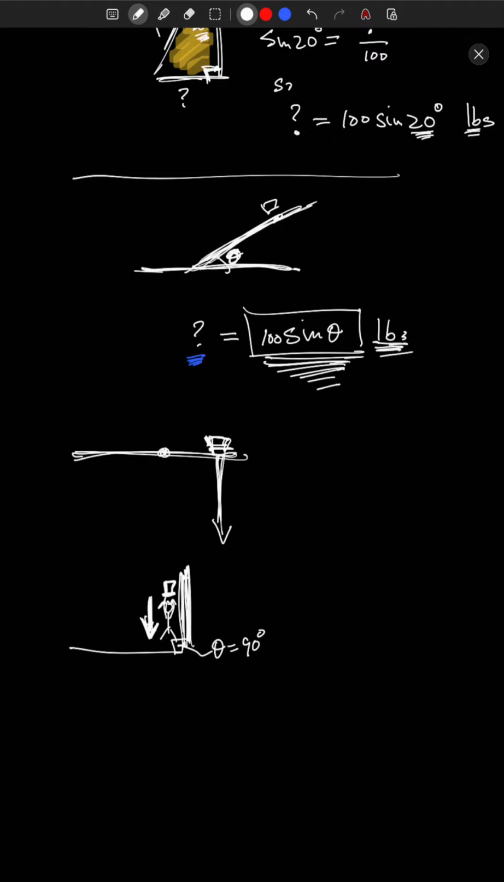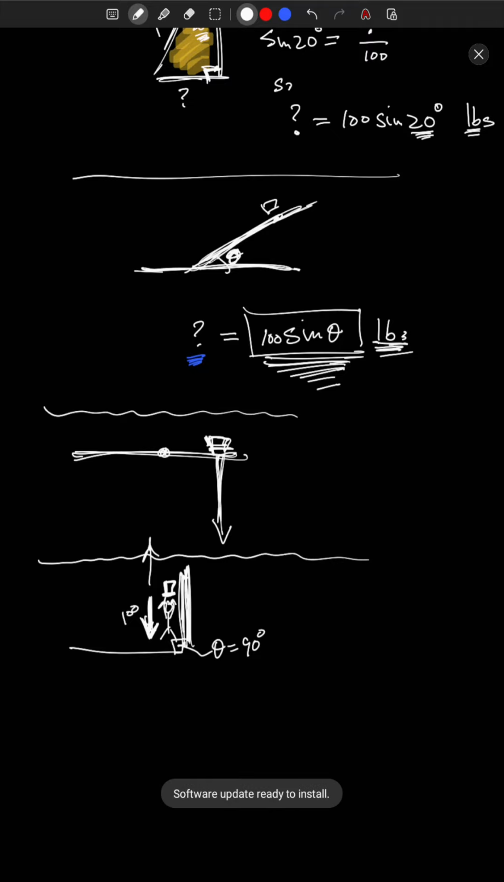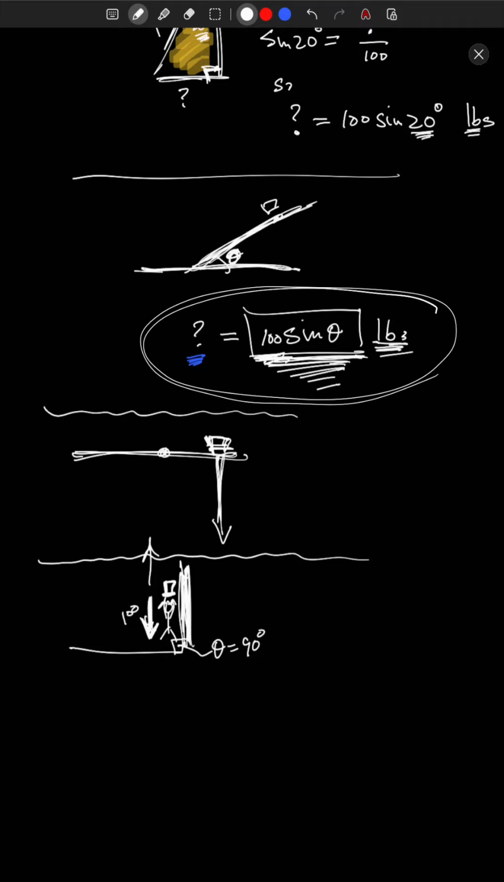Okay, so because this object weighs 100 pounds, just arguing in terms of physics without any math, I expect the answer should be that I need to resist using a force of 100 pounds. Which makes sense because if I want to hold up an object to prevent it from falling, and that object is 100 pounds, then I have to use a force of 100 pounds. The hill is not helping me at all here. And if I look at our generic answer up here, if I stick in 90 degrees, sine of 90 degrees is 1. And so my answer would have been 100 pounds. Okay, so this answer of 100 sine theta makes perfect sense.